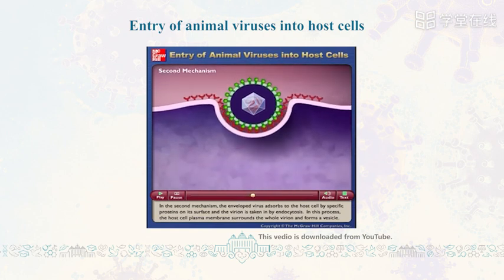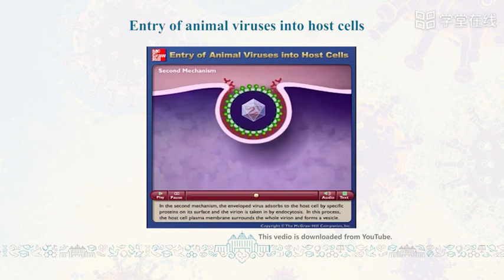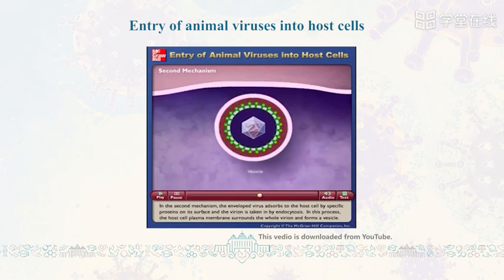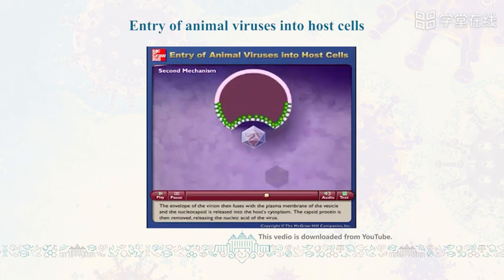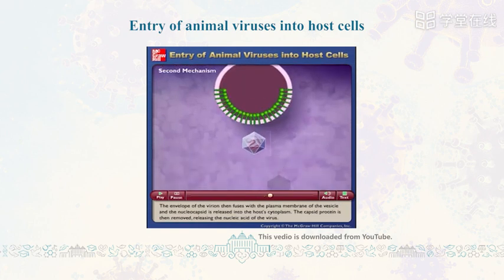In this process, the host cell plasma membrane surrounds the whole virion and forms a vesicle. The envelope of the virion then fuses with the plasma membrane of the vesicle, and the nucleocapsid is released into the host cytoplasm. The capsid protein is then removed, releasing the nucleic acid of the virus.